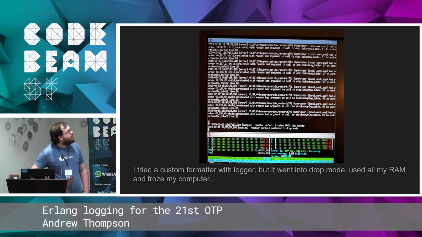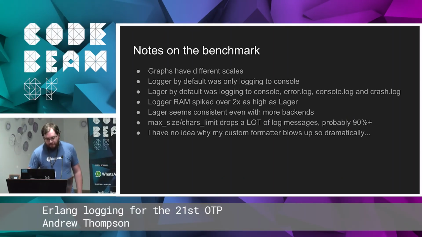I tried to write my own formatter, and then I don't know what happened. It said flush 5,000 log events, default switch to drop mode, and then all my memory went away, all my CPU went away, and my computer hard locked. So I don't know what's going on here. This is probably something I need to look into some more, but it's a little hard when you can't actually debug it effectively. So this might be my fault, but be aware that strange things happen with this test if you write your own formatter. I don't know why. We'll look into that.